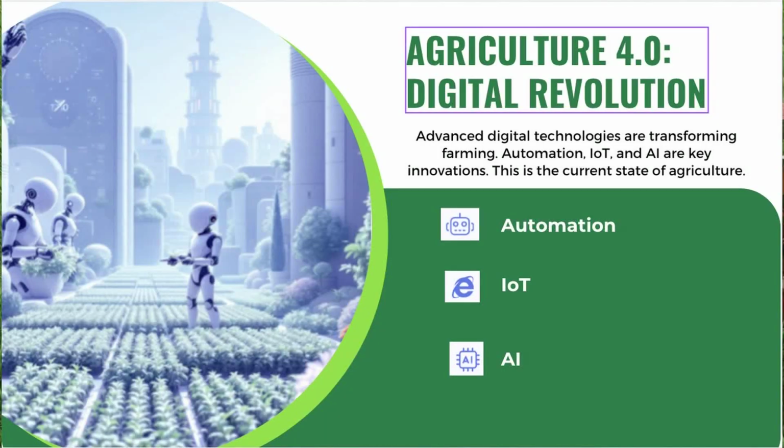So we are now in the midst of Agriculture 4.0, where the fusion of advanced digital technology is transforming farming practices. This includes automation and robotics, IoT (Internet of Things) and smart farming, AI (artificial intelligence), and big data analytics, which are some of the innovations of Agriculture 4.0. We'll discuss Agriculture 4.0 and certain emerging technologies in detail in the next session.